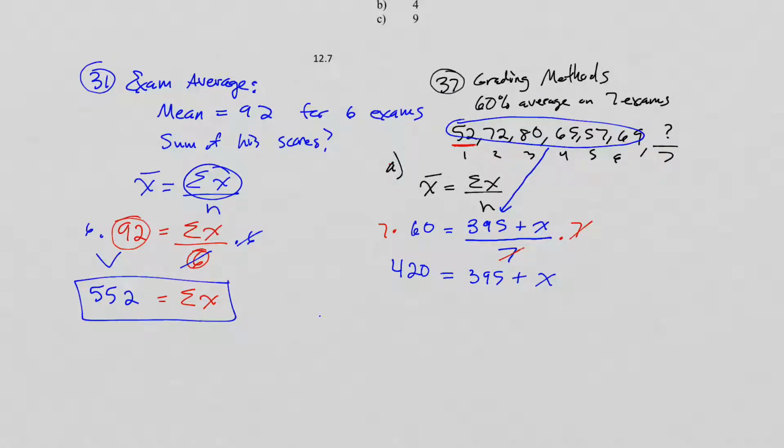So she's already earned 395. So how much more does she need to earn? Well, we just subtract 395 from both sides. And this is the algebraic way, just kind of using X, but this is not really necessary. So 420 minus 395, and that's going to be 25. So she can pretty much bomb the test and still pass. Okay?